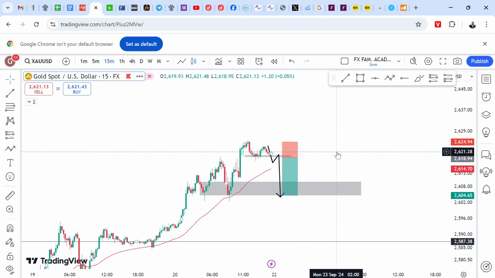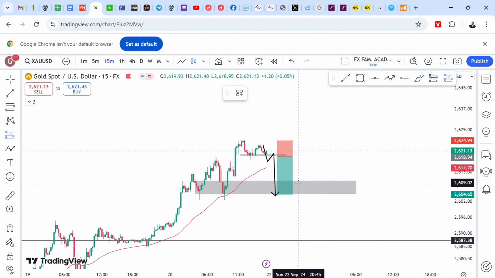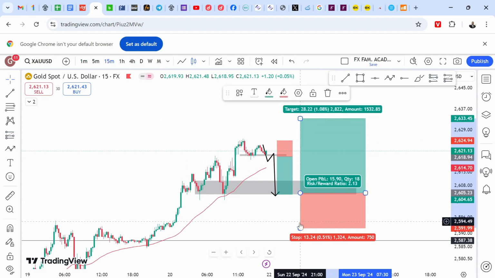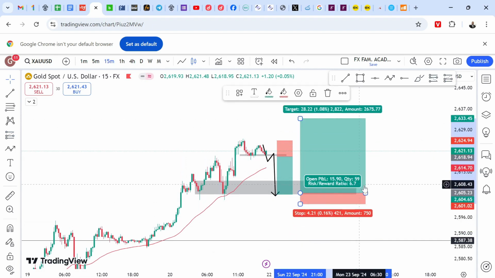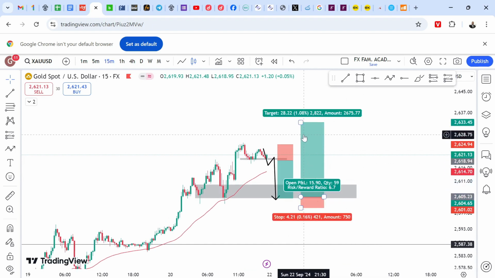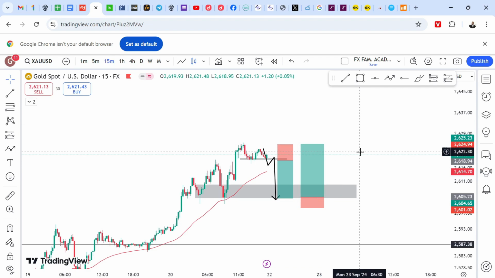Once price gets here, I'll be looking to go long. Stop loss here, about 40 pips. I'm targeting this high again. So this is what I'm expecting on gold, a very quick one at that.